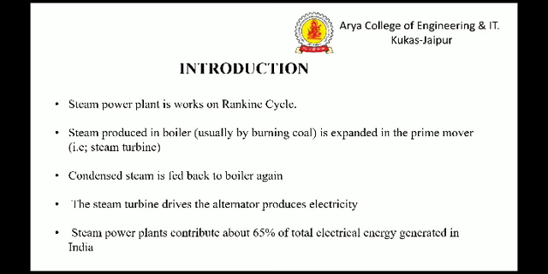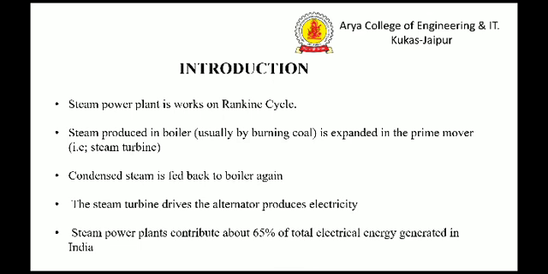A steam power plant works on the steam Rankine cycle. Steam is produced in a boiler and it is expanded in the prime mover, that is the steam turbine. Condensed steam is fed back into the boiler again. An alternator is provided to generate electricity, which is driven by the steam turbine.